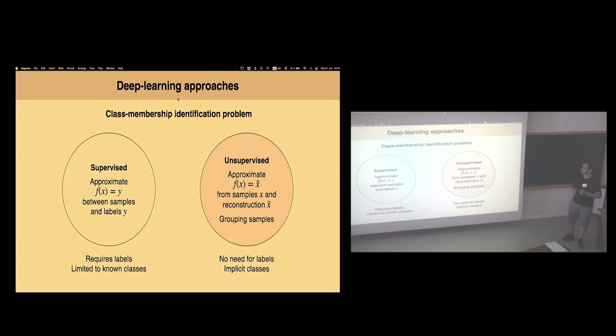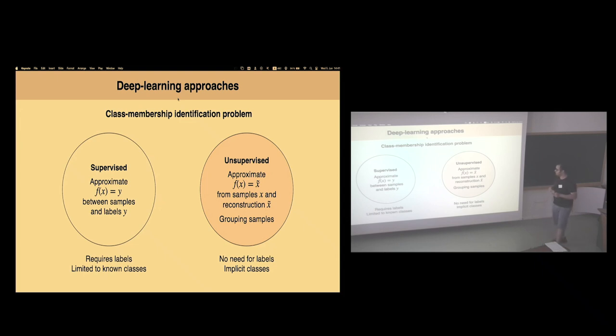So one way is to use a deep learning or machine learning approach, which can be considered as two methods. One is supervised learning, where we approximate a function between our samples and the labels that we have. In supervised learning, we usually require labels, some prior information about the data, and this prior information is usually limited to known classes.